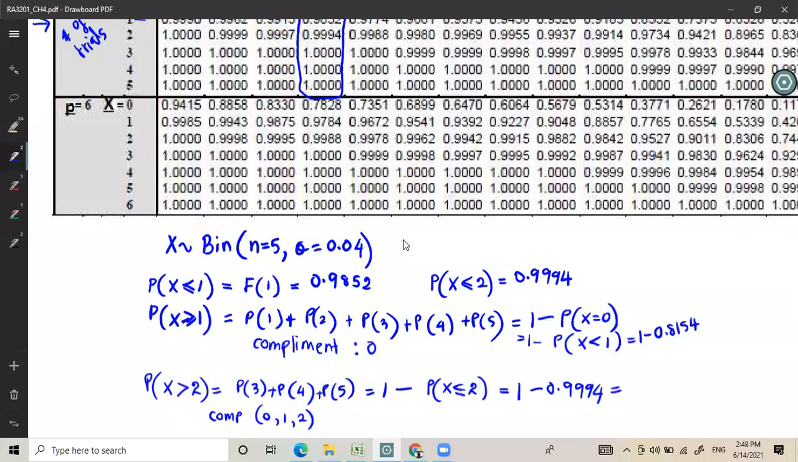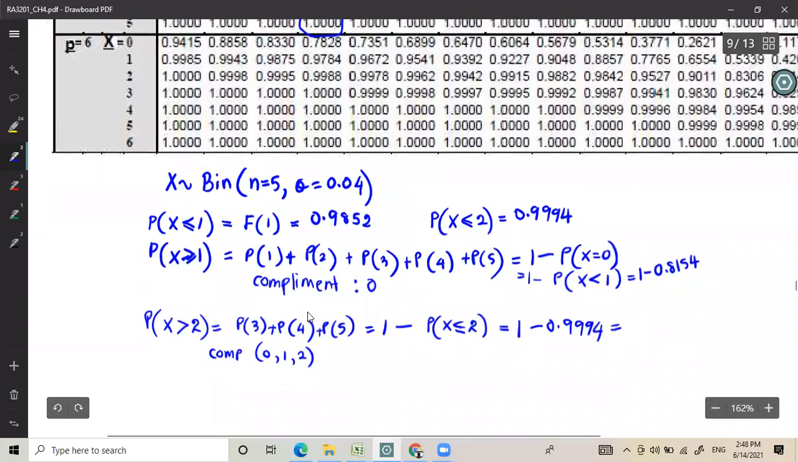And then you do 1 minus, because it's the complement. P(X less than or equal to 2), you can read it straight away from the table, 0.9994. You do 1 minus and you get the answer. Right? So that is how you do it.